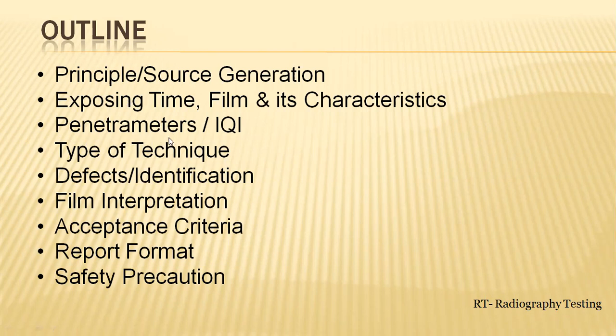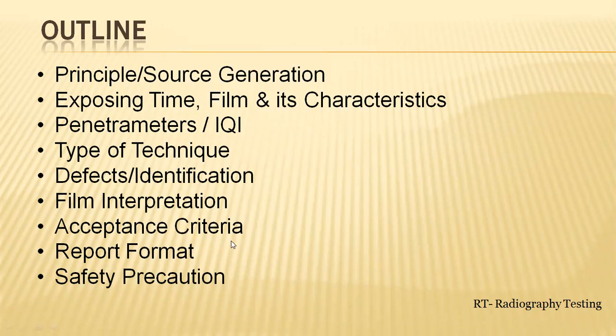And what are the different types of parameters or penetrating material methods that exist will be monitored and discussed in detail in today's class. And the type of technique that is being utilized. So we need to monitor different parameters of penetration. What different types of techniques exist will be discussed in detail. And what defects, flaws or discontinuities are observed in the specimen will be discussed, and film interpretation, acceptance criteria.